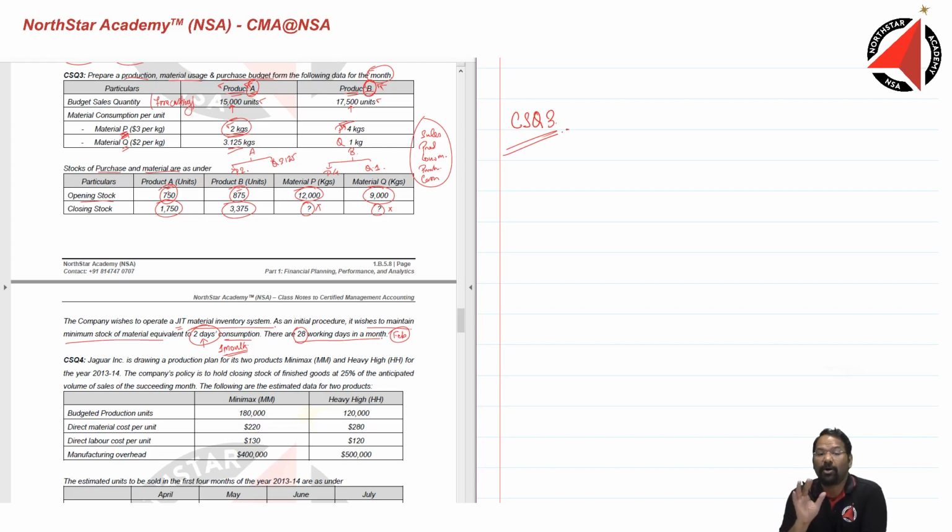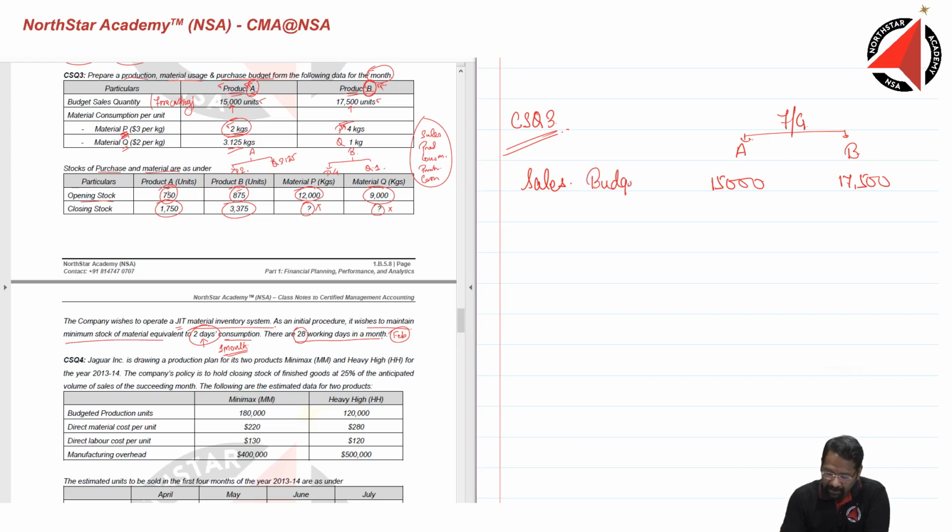First, we need to know the sales figure. Do we know it? Yes, we know the sales figure: 15,000 and 17,500. This is A and this is B, both finished goods. Sales we know, so the sales budget is given. If it is not given, then we need a lot more calculation. Now, what is the next budget? The first budget is done, so simple.